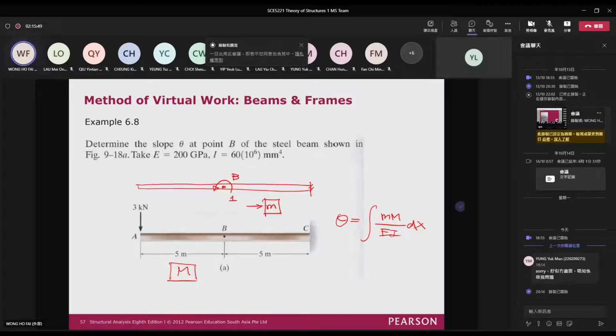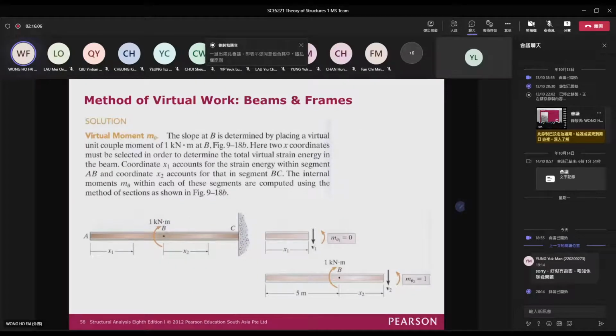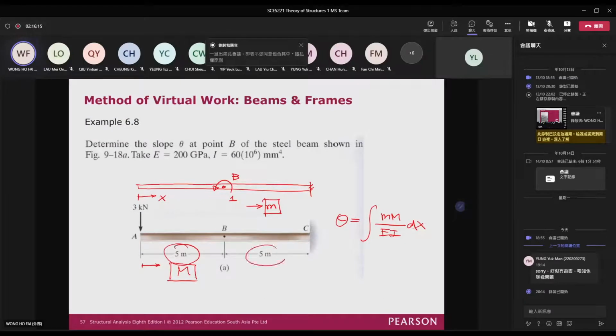Well, actually, you can use a different system. First of all, you can assume that all your x start here, and then find your moment function. Or in the book, they actually divide the section into 2 parts. The first coordinate system starts from A. From here to here, you can see that this one is 5 meters and this one is 5 meters. Now in the book, they consider 2 systems. From here to here, they call it x1, which means they use the end as the origin. And then they use B as the origin as well.